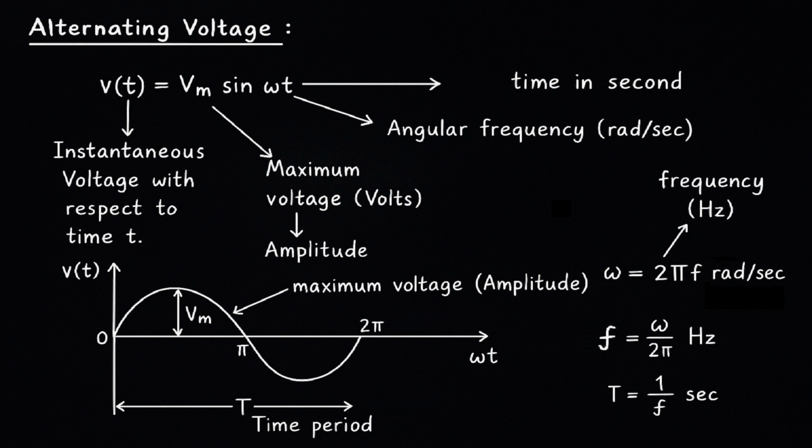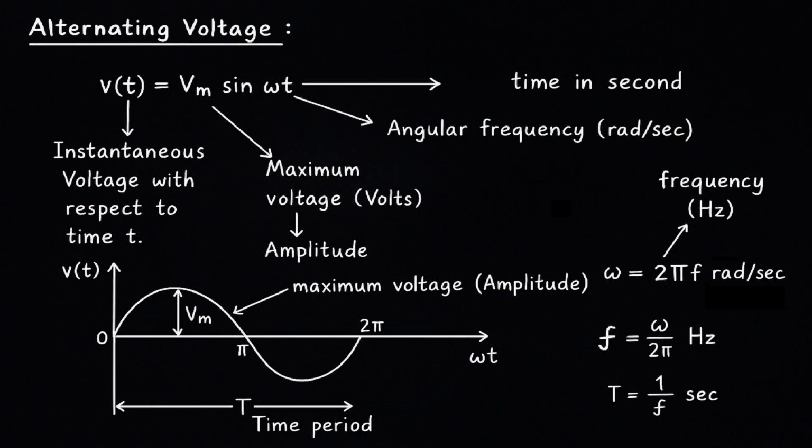The time it takes to complete this one full cycle is so important that it gets its own name, the time period, represented by the capital letter T. It's the duration, in seconds, of one complete wave. Now, let's look to the right side of our diagram to connect these ideas with some very useful formulas.